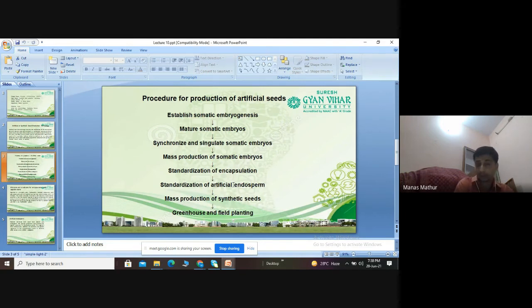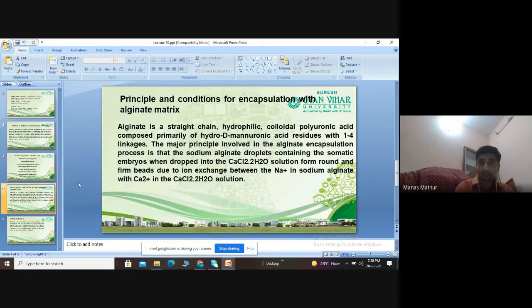Then we go for its mass production of synthetic seeds. And then finally, once the plant is generated through synthetic seed, we'll go for its transplanting in the field. So that is the whole procedure for the production of synthetic seeds. Now, which chemicals do we require for the production of synthetic seeds? Basically, we require two chemicals: sodium alginate and calcium chloride.